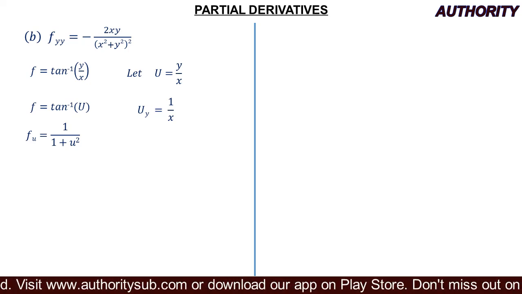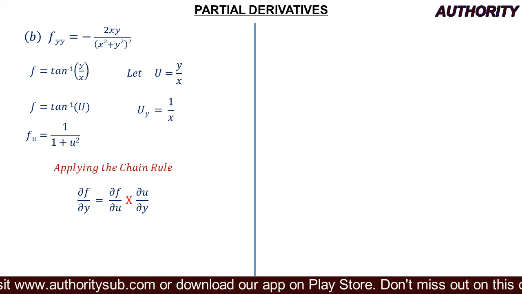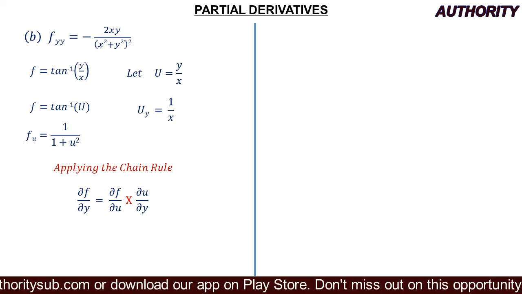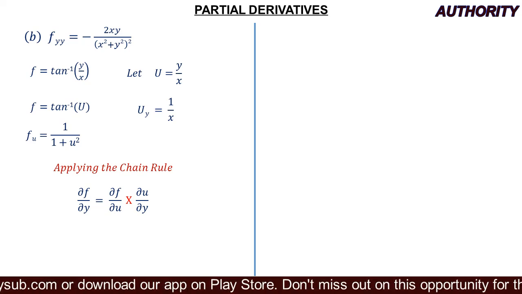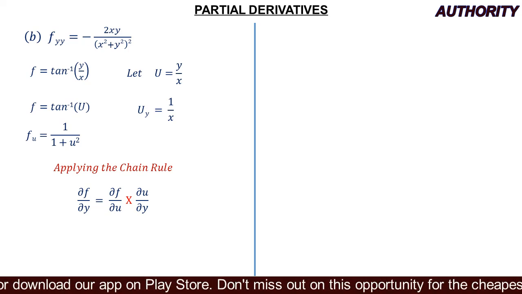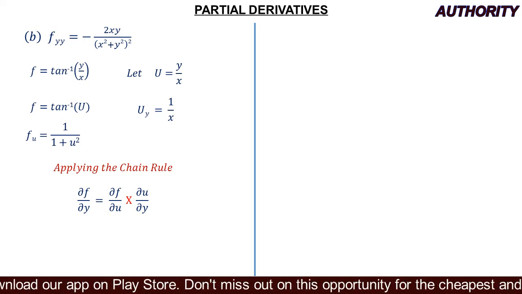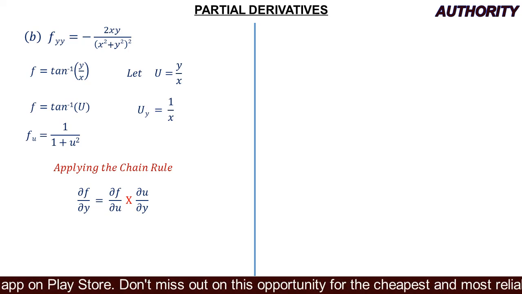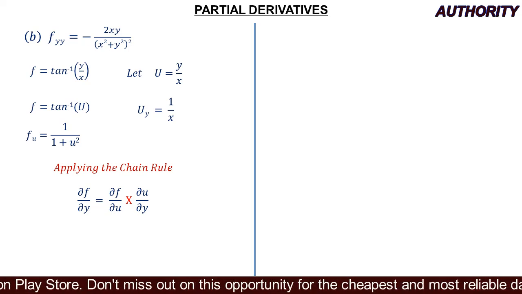Now let's go. Applying the chain rule properly, we say that the partial derivative of f with respect to y is equal to the partial derivative of f with respect to u multiplied by the partial derivative of u with respect to y.